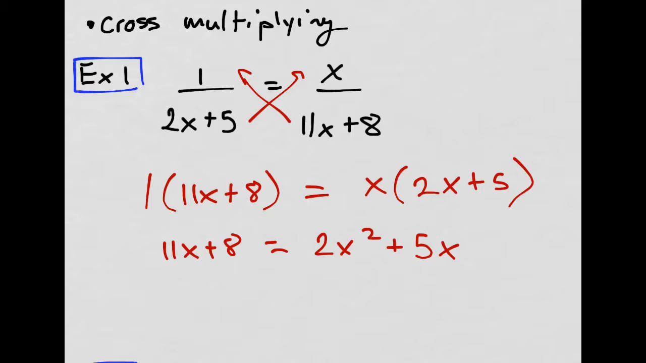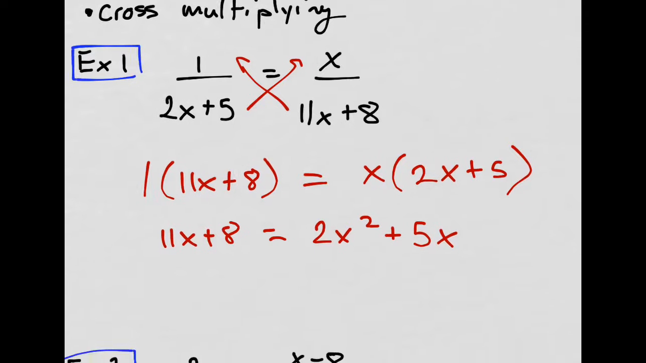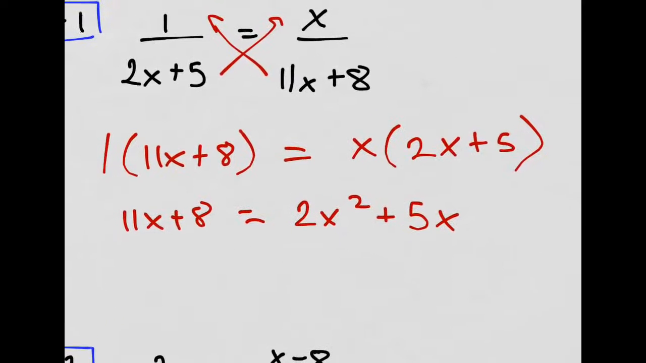Something to notice is that now we have an equation and there are no fractions, so that's nice. However, I have an x squared. Do you guys remember solving x squared equations, what you do? Everything goes over to one side, 0 on the other. Yeah? So that's what I'm going to do. I'm going to get everything over to one side, 0 on the other.